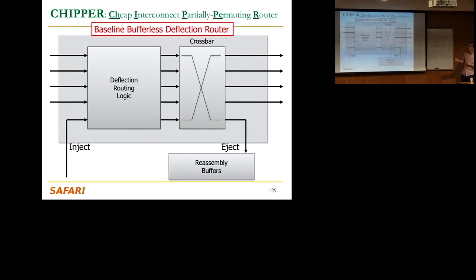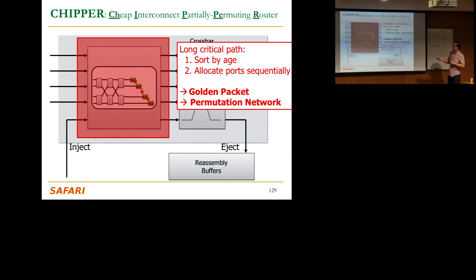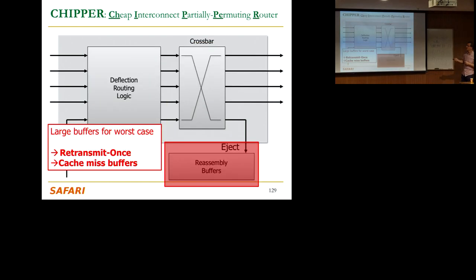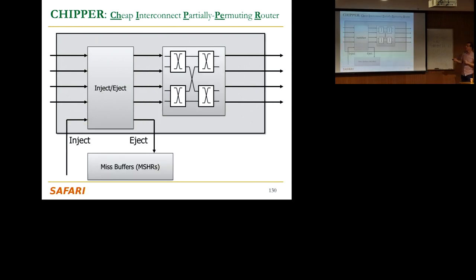Okay, so what we've done, basically, this was our baseline bufferless deflection router. We got rid of the long critical path, sorting by age, and allocating ports sequentially, with the golden packet and the permutation network over here. And the problem here was large buffers for the worst case. Instead, we replaced them with the retransmit-once protocol and with cache miss buffers. And as a result, you have something like this now.